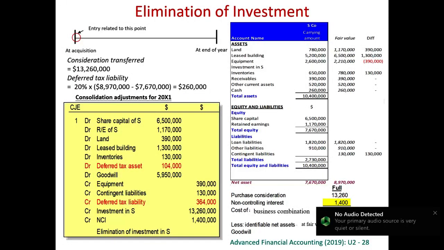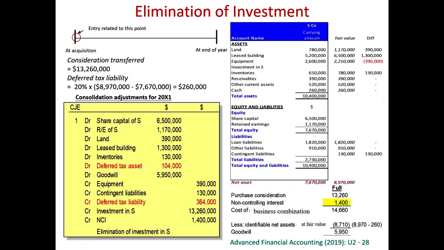We can prepare the journal entry. So we can credit investment in subsidiary being 13.26 million. We credit NCI at the day of acquisition, it was 1.4 million. This is 100% of the investment, cost of investment. This is what we pay. What we pay will be eliminated against what we get.